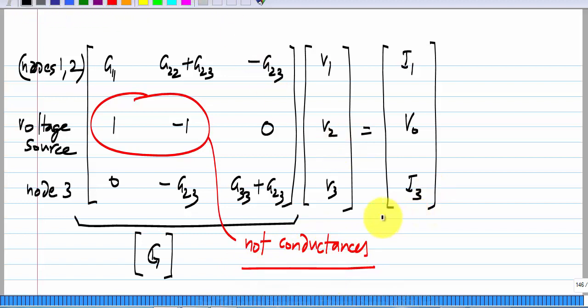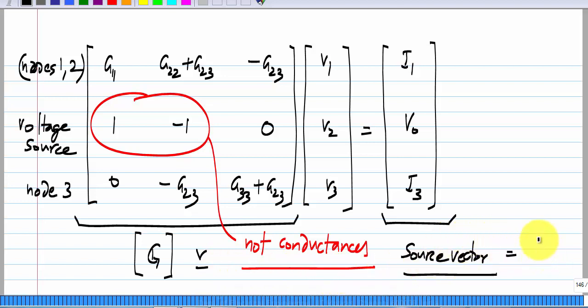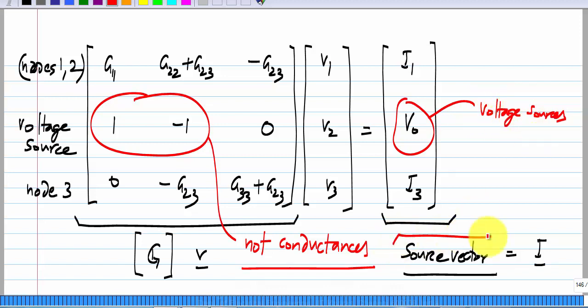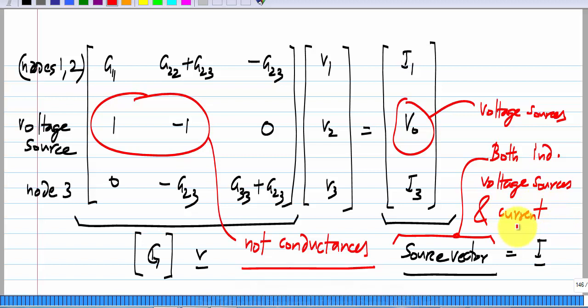And similarly, the right hand side here is the source vector. So it consists of all independent sources. So that way this structure is still nice. We have some matrix times the unknown vector equal to the source vector. I still denote it by I, but this source vector now also has voltage sources. So the source vector will have both independent voltage sources and current sources.